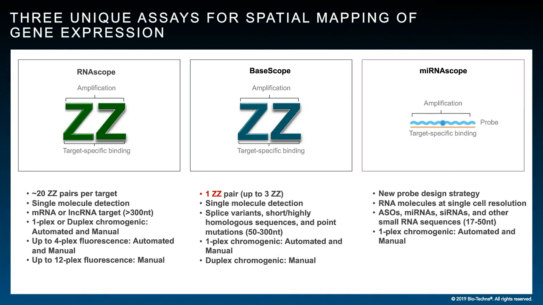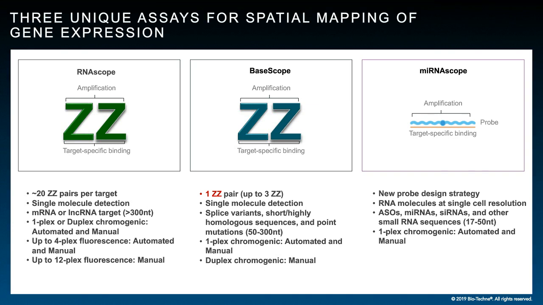The BaseScope assay is a specialized assay designed for detection of splice variants, point mutations, and highly homologous sequences. Because we're targeting a smaller region, we normally design a 1 to 3 ZZ pooled pair of probes for this particular assay. And finally, our newest launched microRNAscope assay is for really small RNA species between 50 to 70 nucleotides in length. This includes a completely new probe design strategy and is mainly for detecting targets like siRNAs, microRNAs, and antisense oligos.